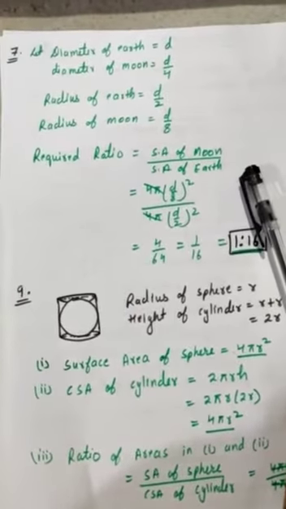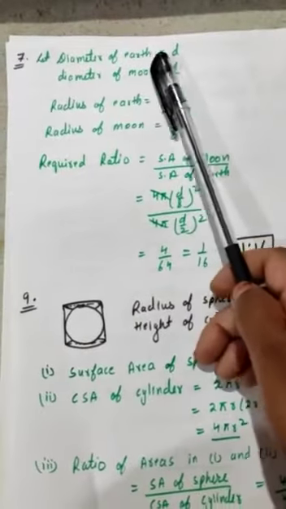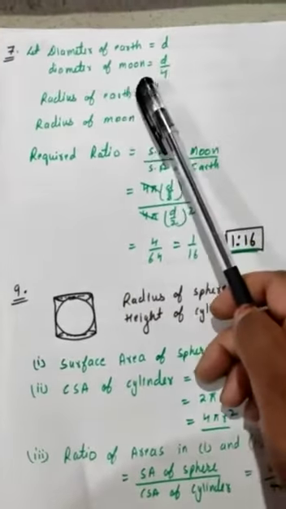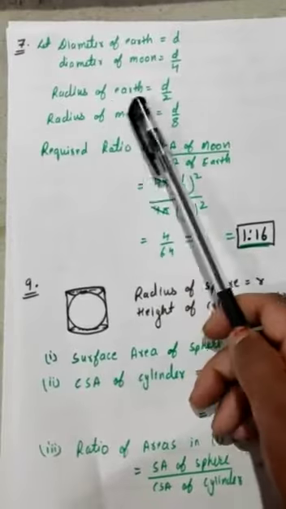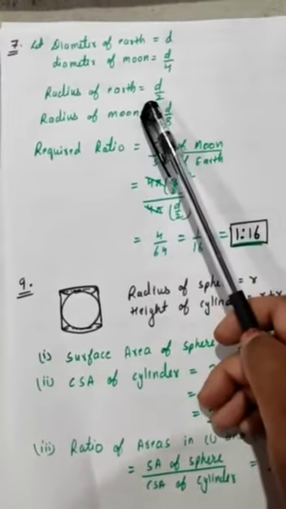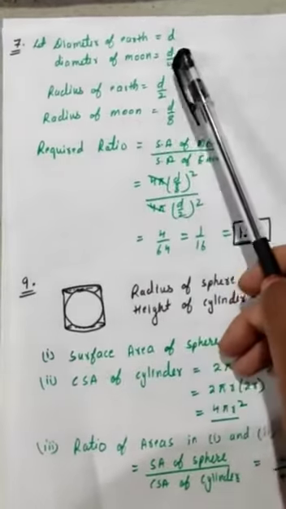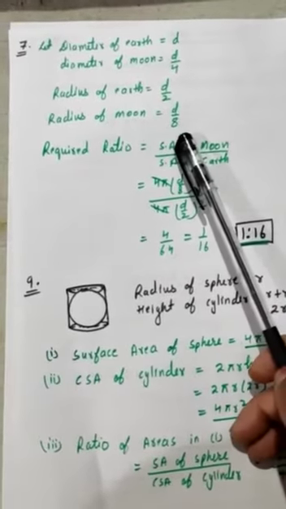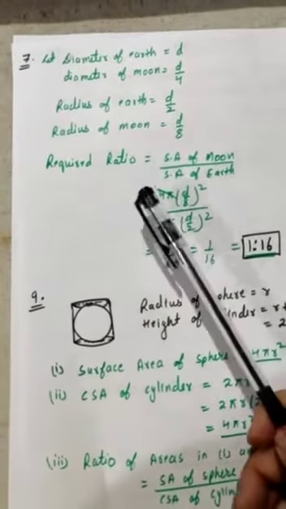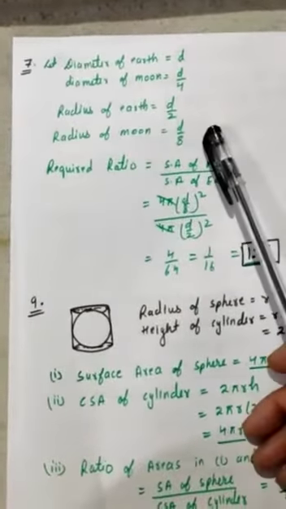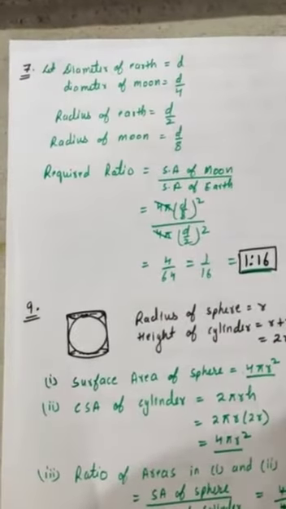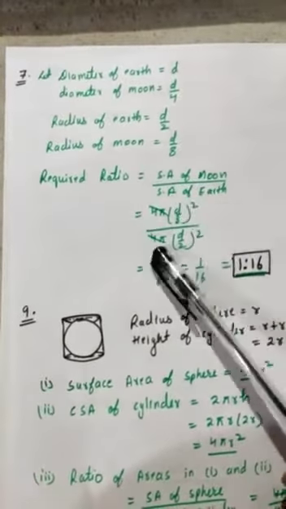Let the diameter of the earth be d. So the moon's will be d/4. The radius of the earth will be half of d, which is d/2, and the radius of the moon will be half of d/4, which is d/8. And again, rather than calculating the surface areas of both individually, it is better to just write the formula and then divide it.